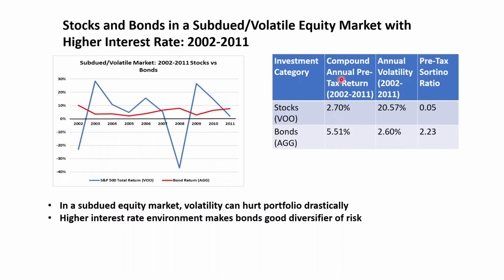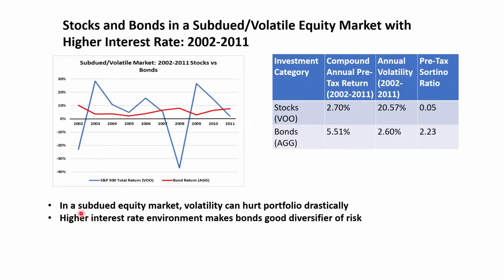So if we look at the pre-tax return over this period, we can see that the bonds are about 5.51%. The volatility, look how low the volatility is. It's not hugely aggressive here. It's not jumping up and down a lot. It's very low. So when we look at the return relative to the risk, it's 2.23, which is significantly higher than stocks over this period.